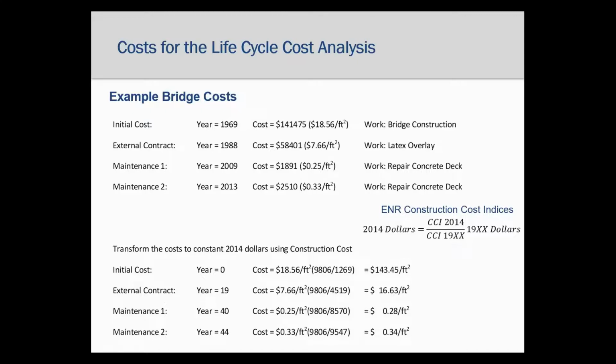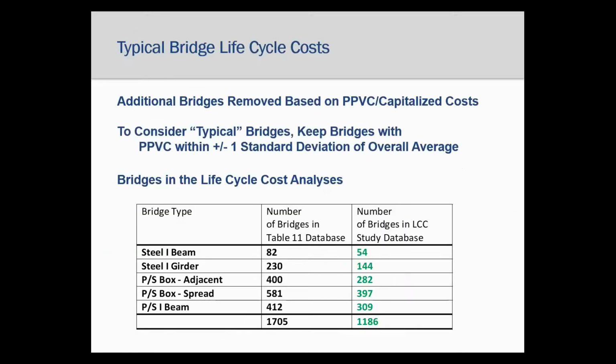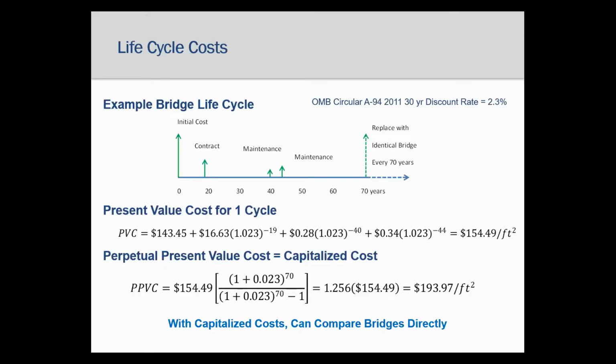So this bridge in 2014 dollars costs $143.45 per square foot, and the maintenance costs in 2014 dollars occurred at years 19, 40, and 44. The study used constant 2014 dollars for all future costs, since the discount rate considers inflation for the future. Now the life cycle of the bridge can be developed with the dates and costs in 2014 dollars.